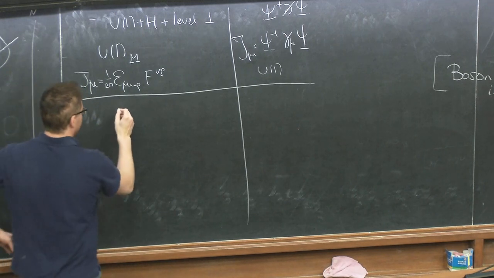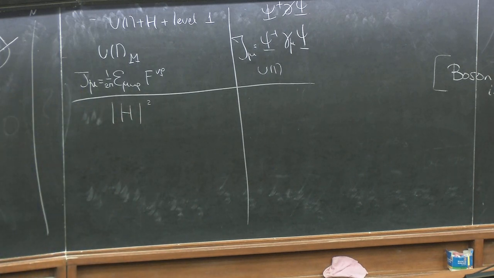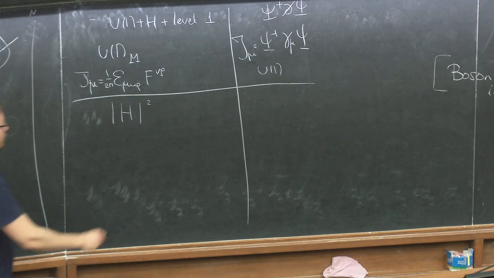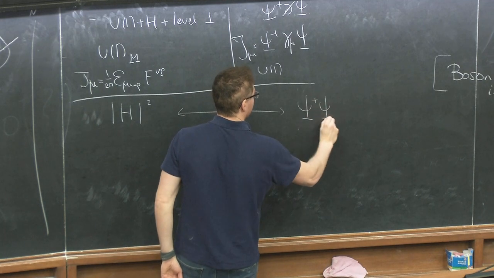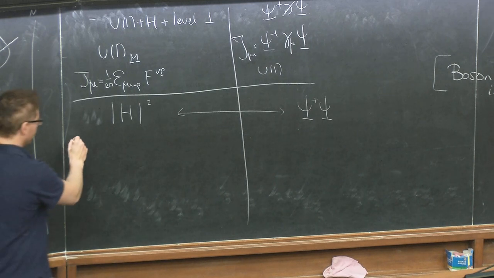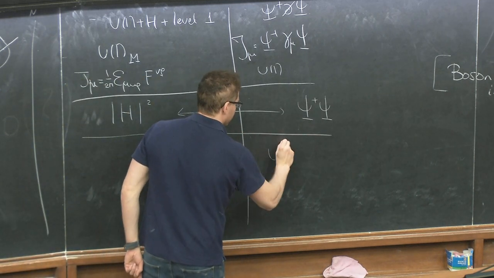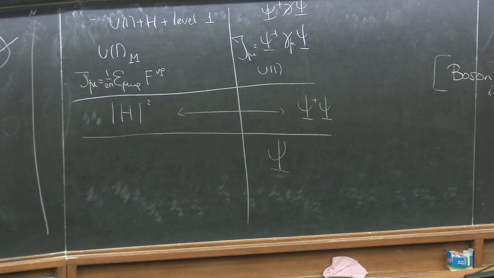And an interesting element in the dictionary is what does H squared map to? So when we change the mass on this side of the duality, on the fermionic side of the duality, we change this mass. So therefore, H squared maps to psi dagger psi. Okay, that's another element in the dictionary. Perhaps the most interesting element in the dictionary is to ask, what does psi map to? Somebody already asked that. What does the elementary fermion operator map to on the other side of the duality? Can somebody guess?